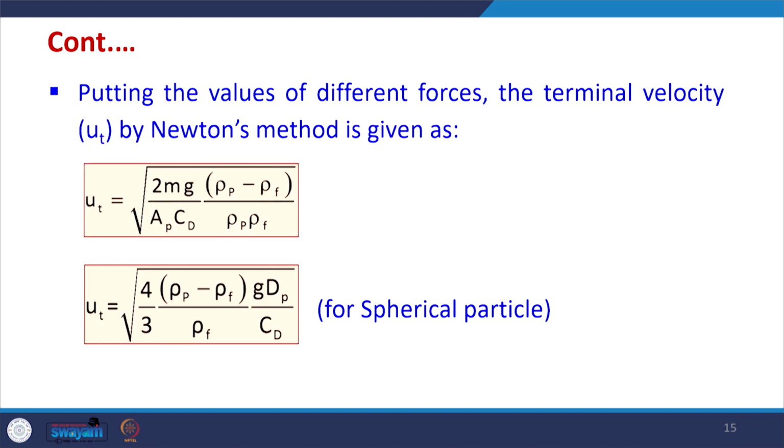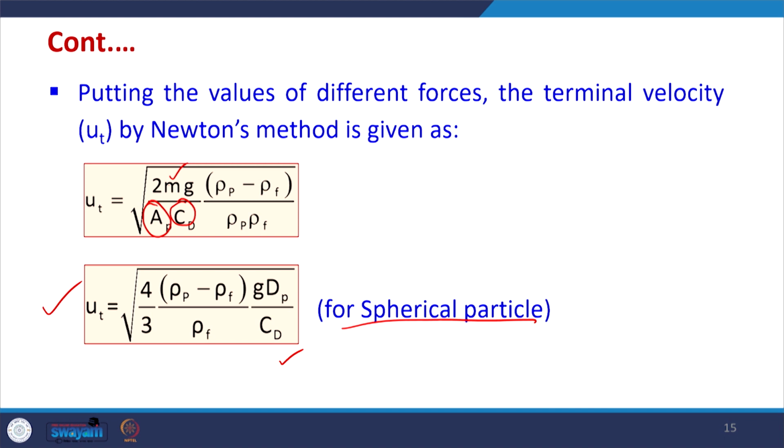In one of the equations we have kept it as such: there is an A p term, an m term, and a C d term. In the second equation both are essentially the same. This is for spherical particles, that means A p and m have been replaced for spherical particles. So, we have two equations. This is the more common equation which is used, because generally we consider that the particles which are settling down are spherical in nature. So, this is the equation which is most commonly used.